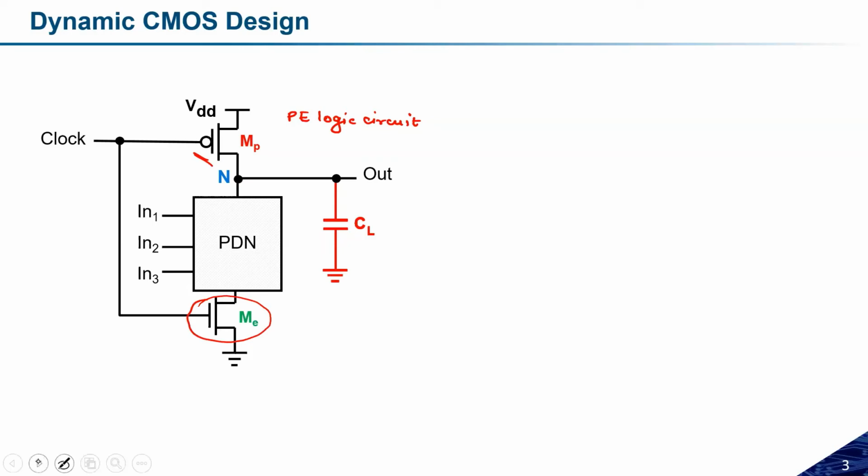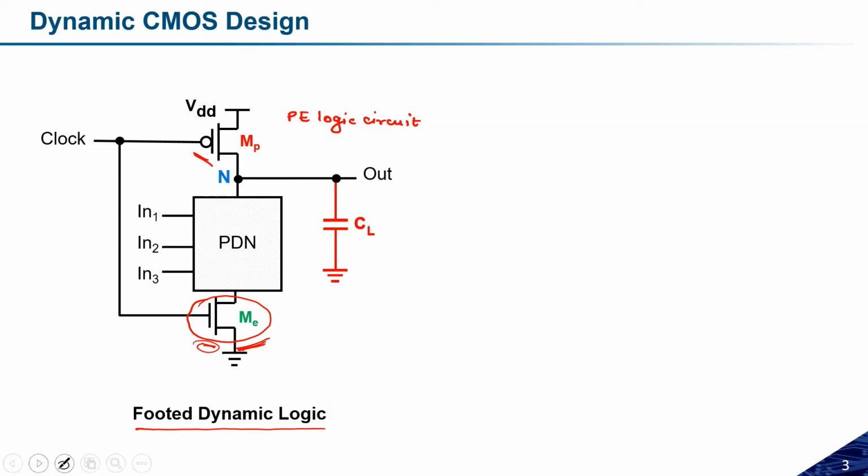And then, this particular structure, whatever we have made, we call it the footed dynamic logic, because we have provided the footer transistor over here, which we are calling the evaluation transistor. We can also call it the footer transistor. Okay, so we have provided some footer transistor over here between the dynamic node and the ground. So this kind of dynamic logic styles are known as footed dynamic logic.